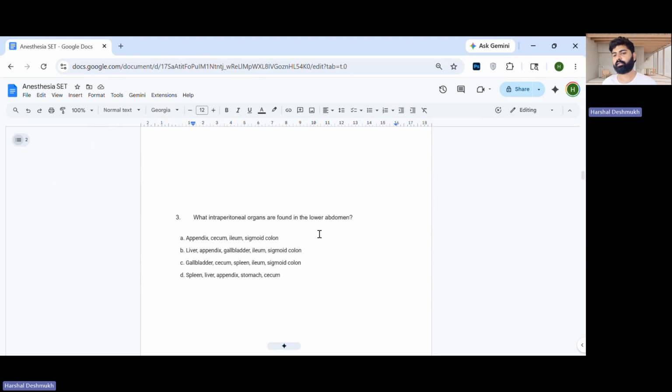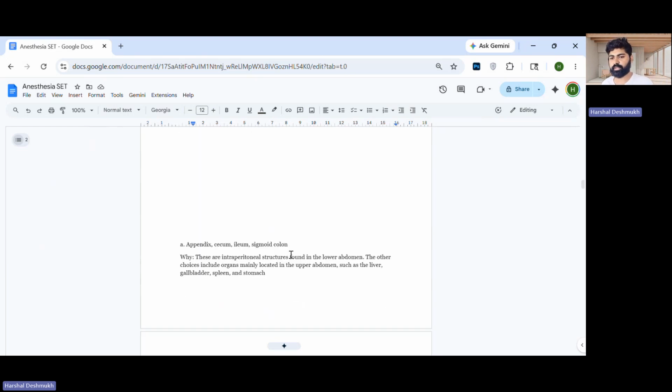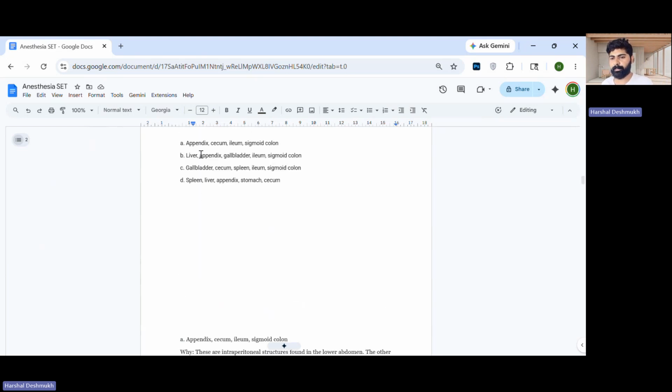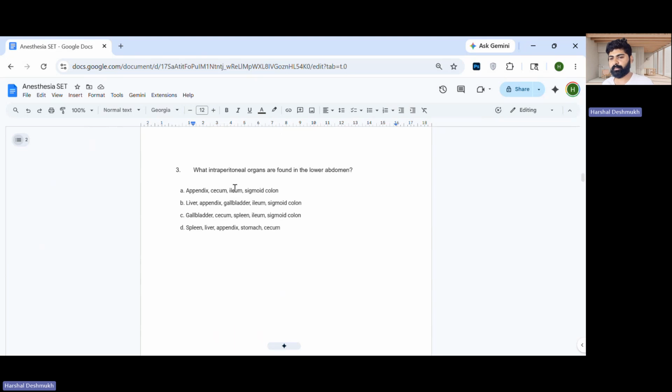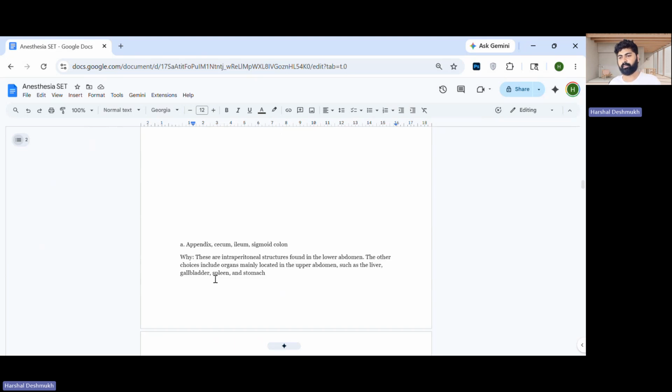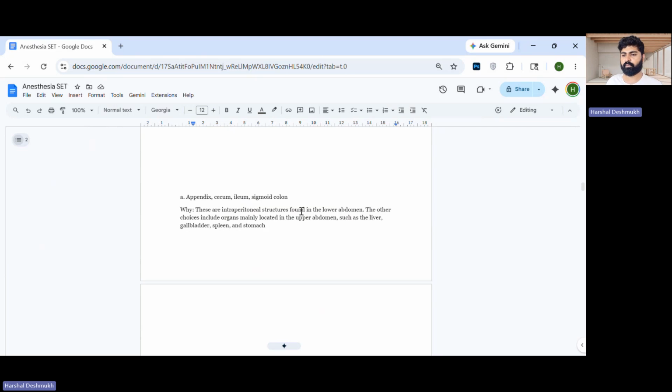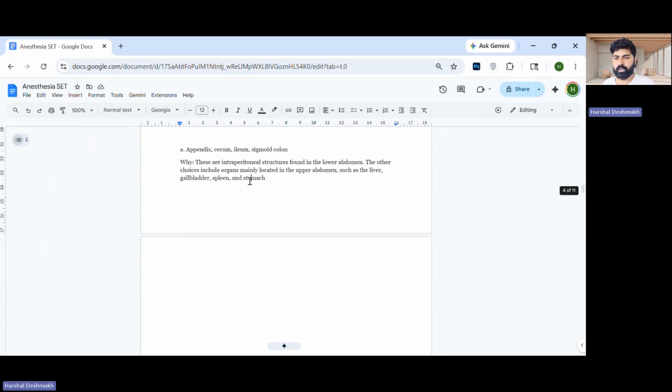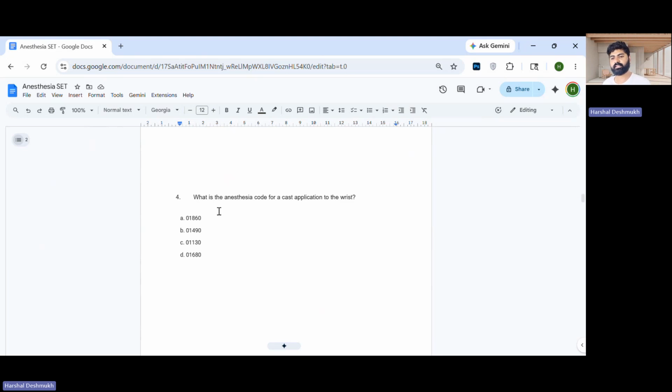All right. Your right answer for this question is option A: appendix, cecum, ileum, and sigmoid. Why? Because these are the organs found in the lower abdomen, and the other choices include organs mainly located in the upper abdomen, such as liver, gallbladder, spleen, and stomach. So your next question: what is the anesthesia code for the cast application to the wrist?